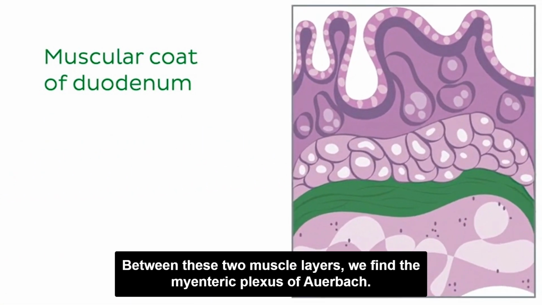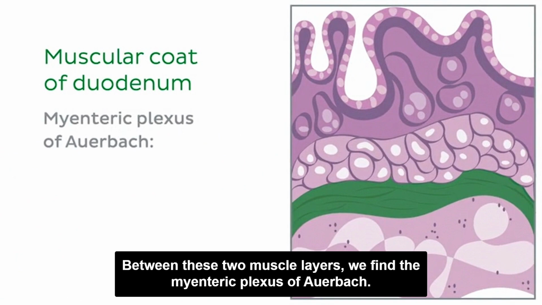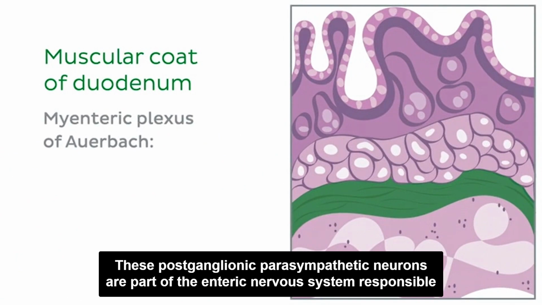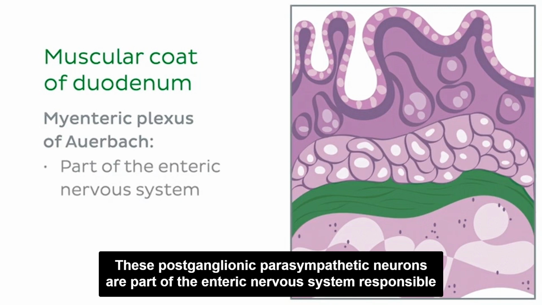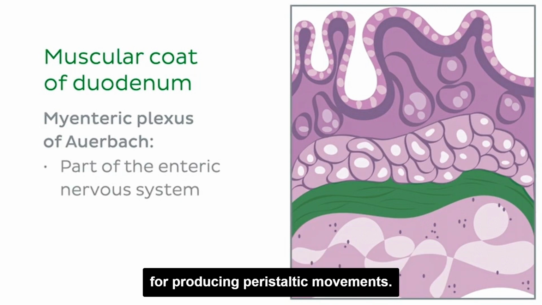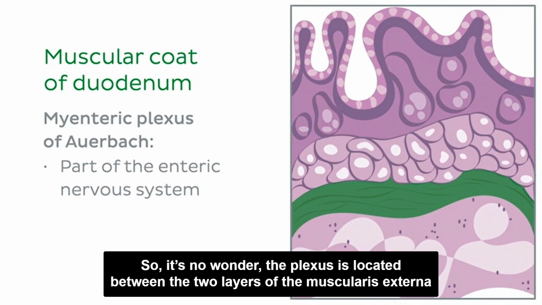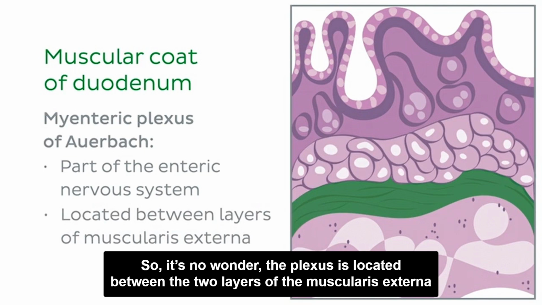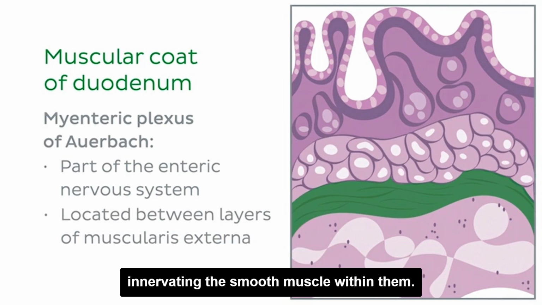Between these 2 muscle layers, we find the myenteric plexus of Auerbach. These postganglionic parasympathetic neurons are part of the enteric nervous system, responsible for producing peristaltic movements. So it's no wonder the plexus is located between the 2 layers of the muscularis externa, innervating the smooth muscle within them.